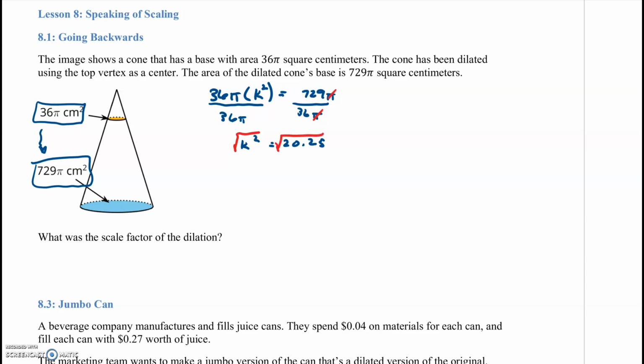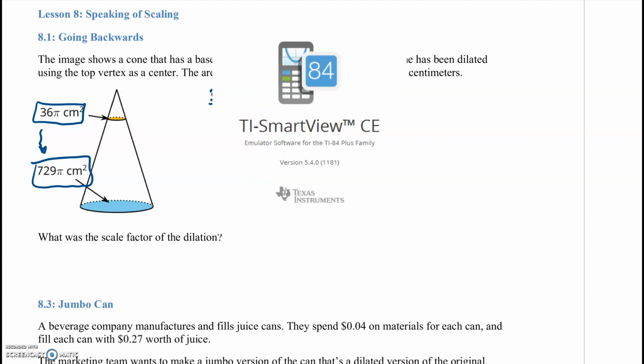Now, I have the square of my scale factor is 20.25, so now I have to take the square root of both sides, because the square root will cancel that squared, and I end up with a scale factor of the square root of 20.25, and I can do that on my calculator. I know that it's going to be 4.5, but I just want to make sure that we know how to find the square root on our calculators.